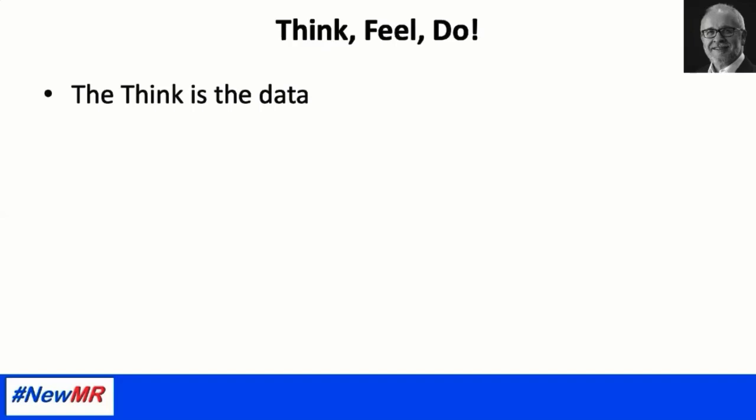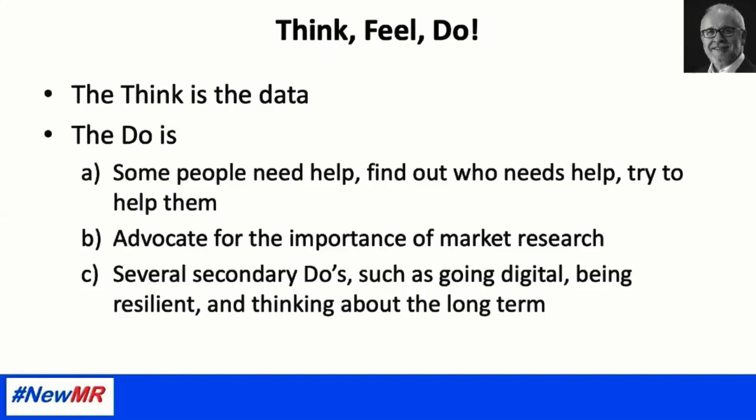From the think, we work out what is the do that we want the audience, the client, the stakeholder to do. And in this case, the do is that some people need help. We want the leaders in our organization to find out who needs help. We want colleagues to try to find out who needs help and to try and help them. We want the leaders of our industry to be advocating for the importance of market research. And then there are lots of secondary do's, such as going digital, being resilient, and thinking about the long term.